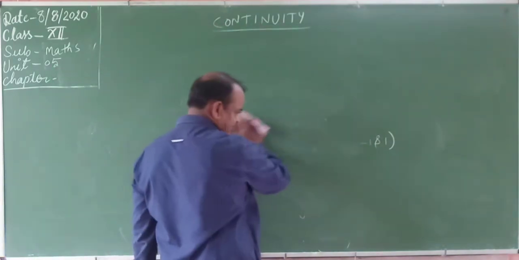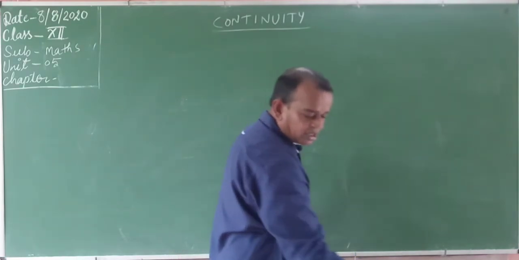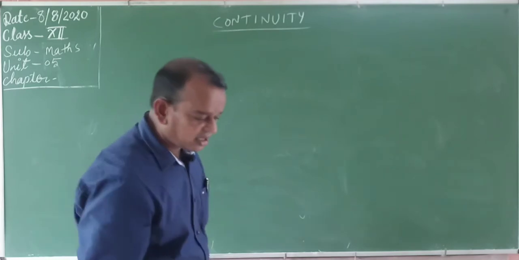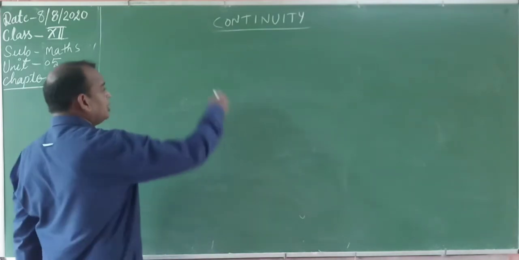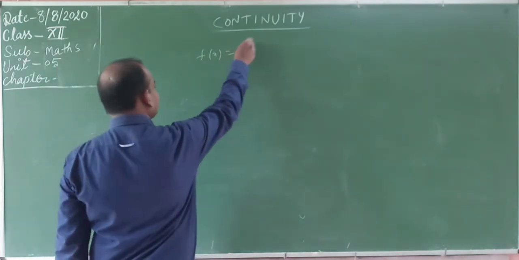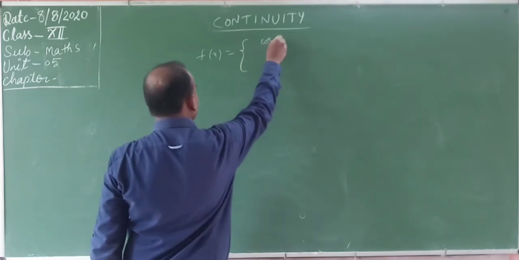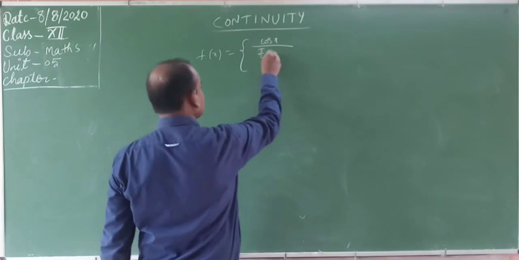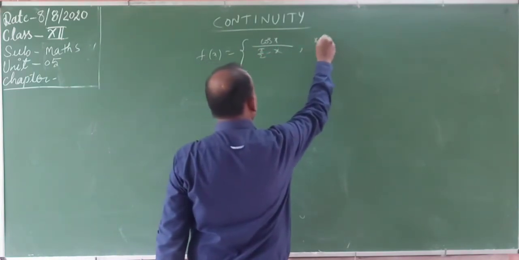Discuss or examine the continuity. Continuity of the function. Examine the function means you have to show that it is continuous or not. f of x is equal to cos x by pi by 2 minus x, for x not equal to pi by 2.